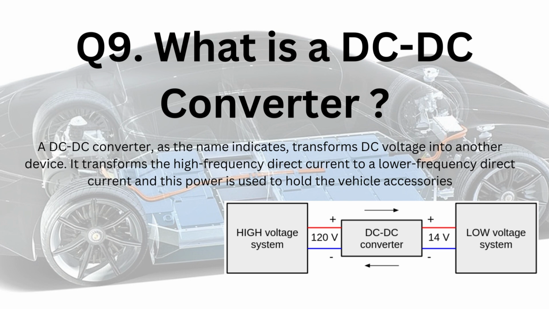The DC-DC converter converts the high voltage, or you can say high frequency direct current, to the low frequency direct current.